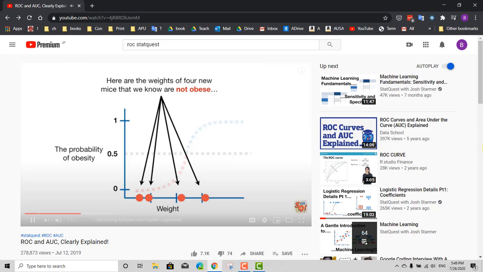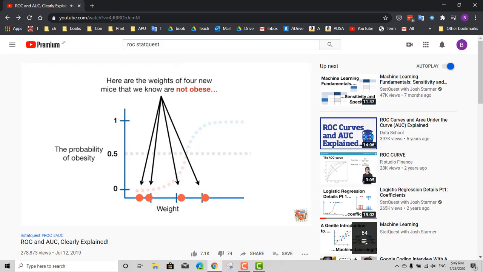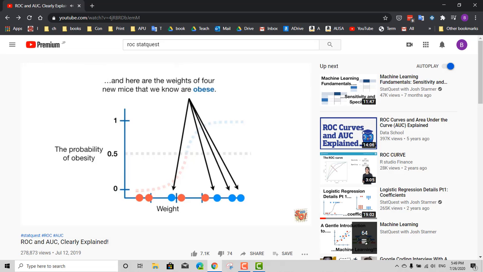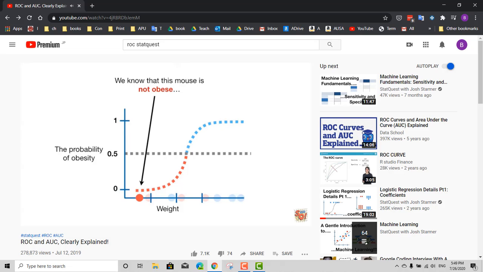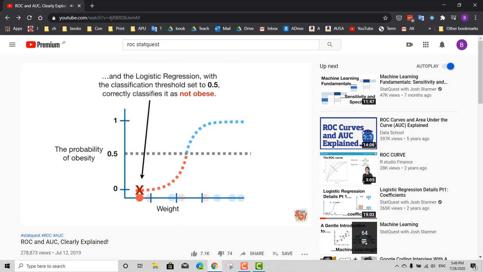Here are the weights of 4 new mice that we know are not obese. That's our test set. And here are the weights of 4 new mice that we know are obese. That's our test set too. We know that this mouse is not obese, and the logistic regression, with the classification threshold set to 0.5, correctly classifies it as not obese.